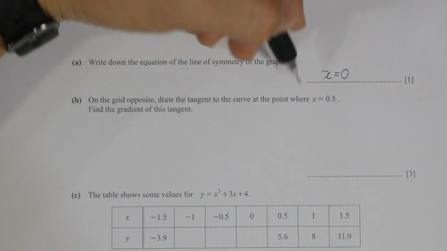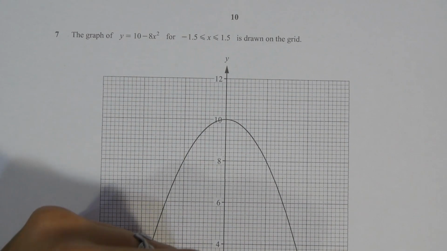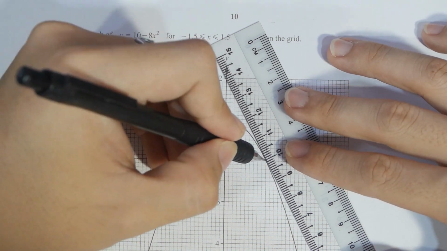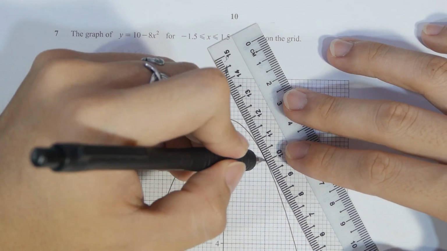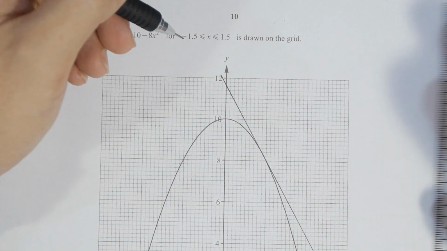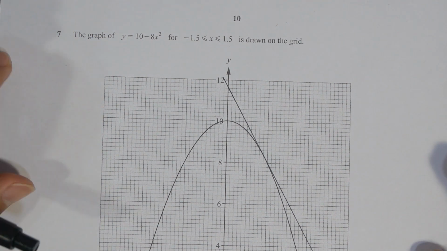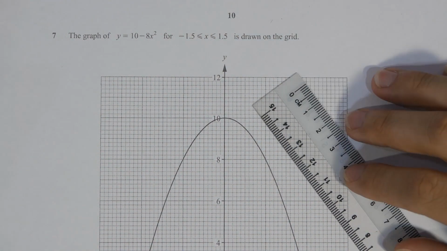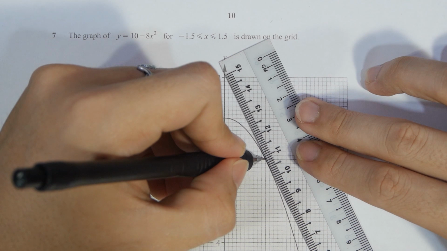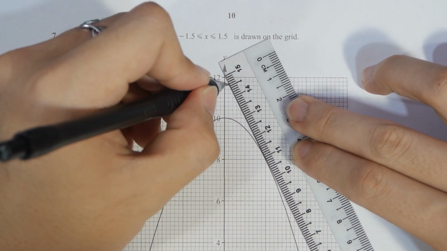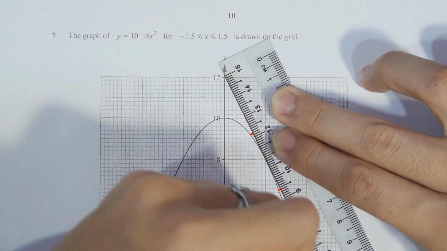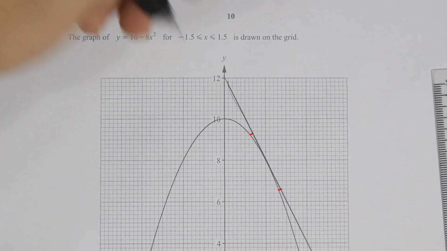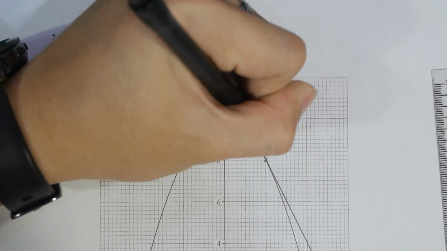So for part B, they ask you to draw a tangent line where x equals 0.5. So when x equals 0.5, I roughly draw out the tangent line. There's actually a guide for how to draw it. First, after you place down the ruler, you're required to check that both sides of it must be roughly at the same distance, which is what I'm trying to show here. The first line that I drew wasn't accurate, so I redrew it. This is much better now.